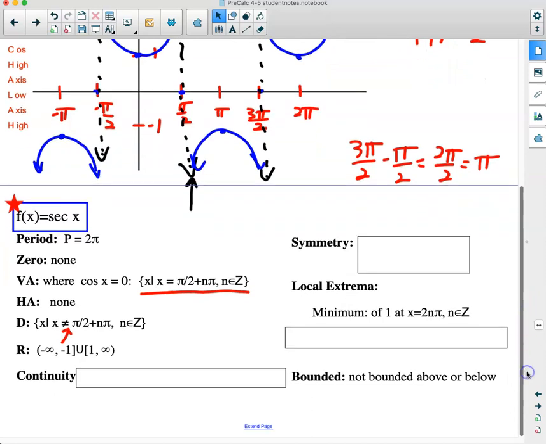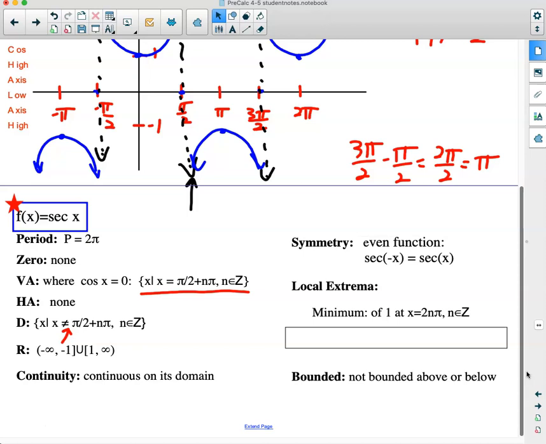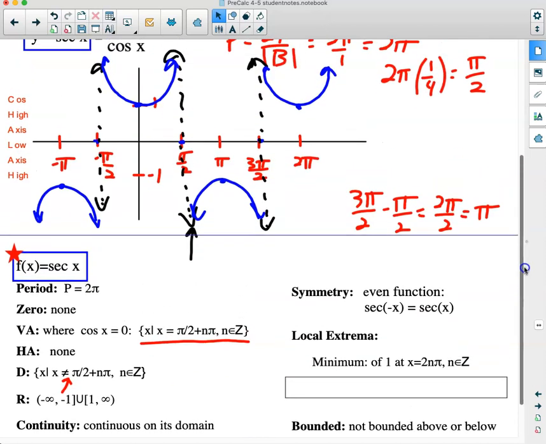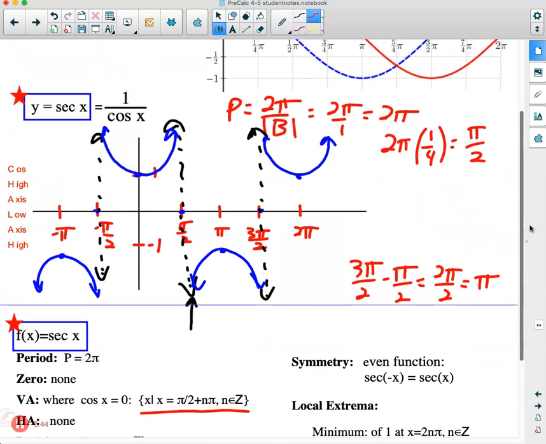Continuity, again, we say it's continuous on its domain, so that anybody studying this graph would say, oh, yeah, not the asymptotes. That's not going to work. The vertical asymptotes are not part of the graph. Symmetry. This is an even function, and you can see that right here.